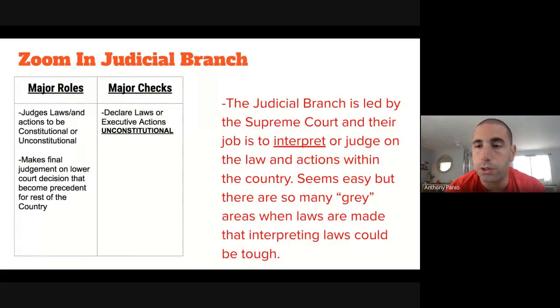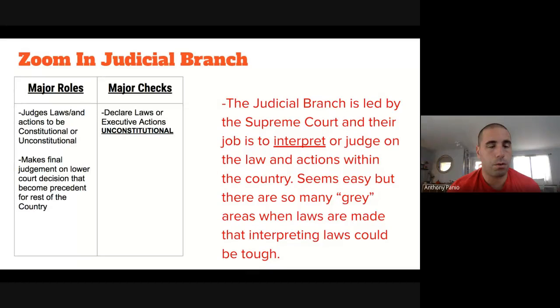All right. So the judicial branch is led by the Supreme Court. And let's essentially go over why the Supreme Court is meant to be one of the least powerful of the 3 branches. But over time, it's gotten a lot more power, and we'll talk about why.